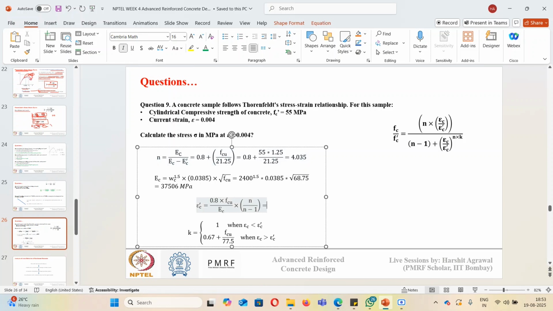What is the ultimate strain? That will be 0.8 times 68.75 divided by 37505, whole to the power n over n minus 1, that is 4.035 divided by 4.035 minus 1. Using this equation, we can calculate the ultimate strain. And the strain value, if you see, will come out to be very close to 0.002. So this is the strain that you will get.